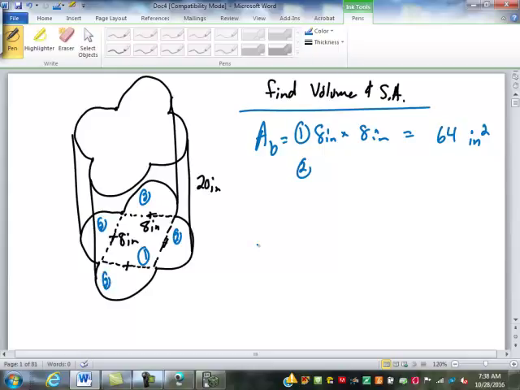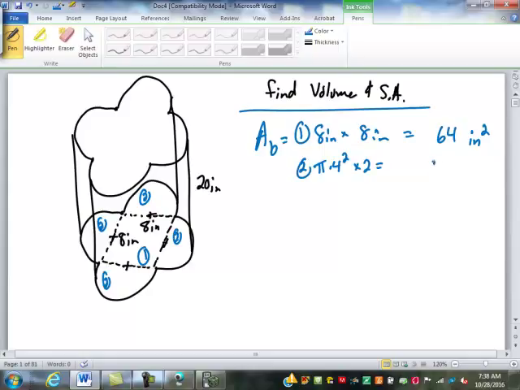Piece 2 is going to be found by putting these half circles together. I have 4 half circles, which is going to be 2 full circles. So each circle has a radius of 4. So pi times 4 squared and then times 2, because there's 2 full circles. Or you can do pi times 4 squared divided by 2 to get the half circles and then times 4. It's going to give you the same thing.